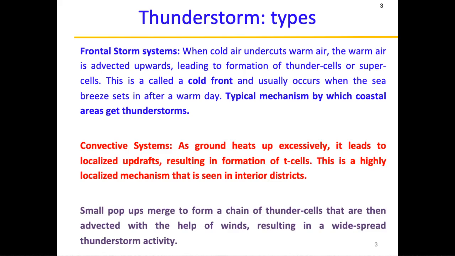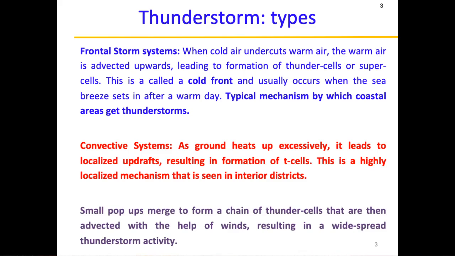There are many different types of thunderstorms. The first one is the frontal storm system. So what is a frontal storm system? It is when cold air undercuts warm air. So let us say cold air is blowing and it sweeps along the ground, and that pushes against the warm air which is adjacent to it.